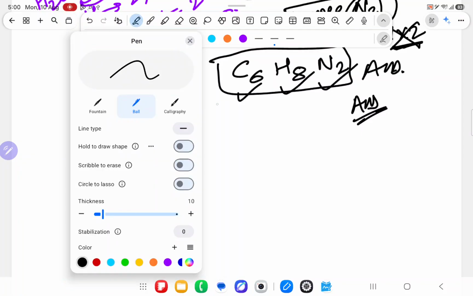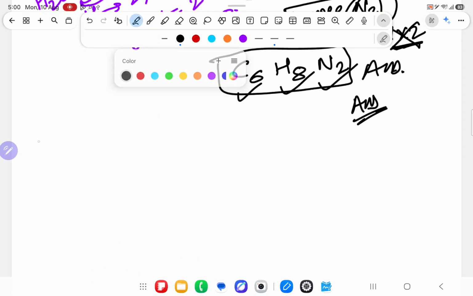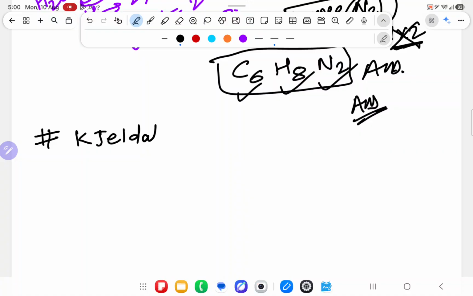Next method we will have is a very important method. Every method is very important, sir. We have the Kjeldahl method. We will pronounce it Kjeldahl method. What will we do in that Kjeldahl method?